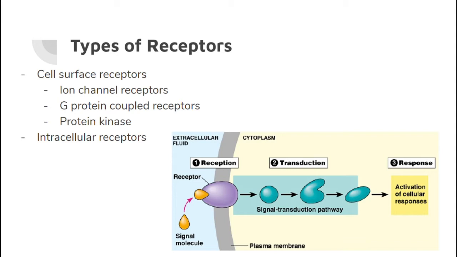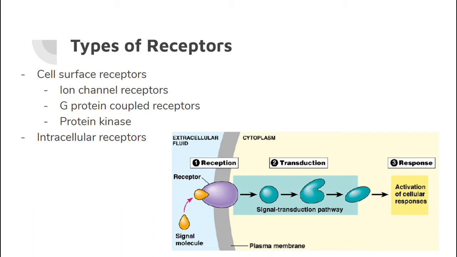So there are two types of receptors. There are either cell surface receptors or intracellular receptors, and then there are three types of cell surface receptors, and these are ion channel receptors, G protein coupled receptors, or protein kinase receptors.